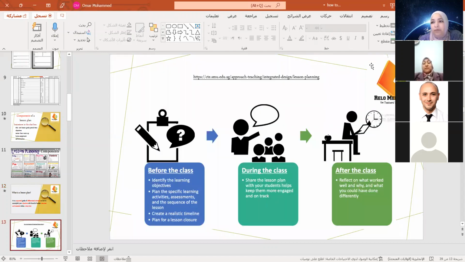So if we divide our lesson plan into parts, do you remember the paper that I asked you to divide into 3 parts? Did you do this task? Do you all have a sheet of paper divided in 3 stages? Yes or no?